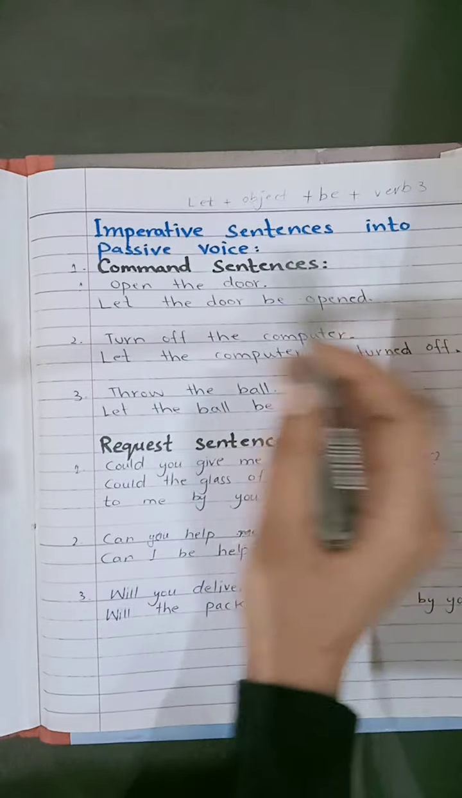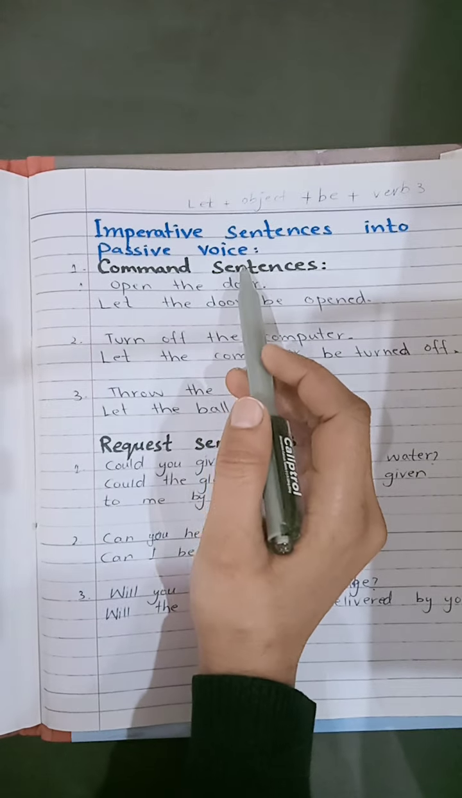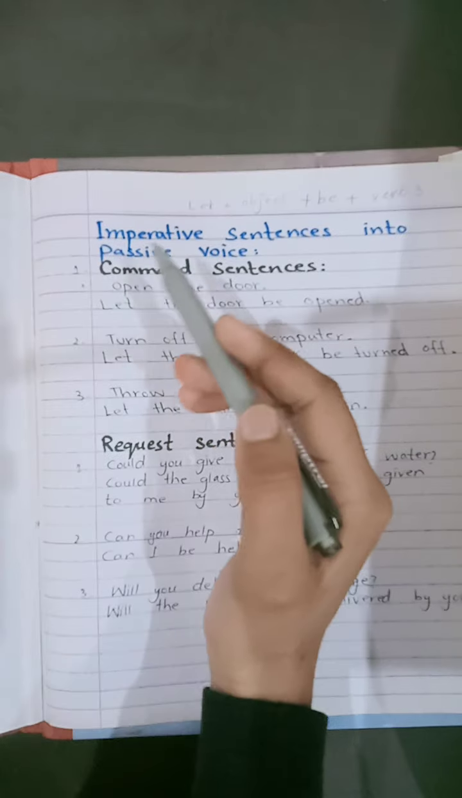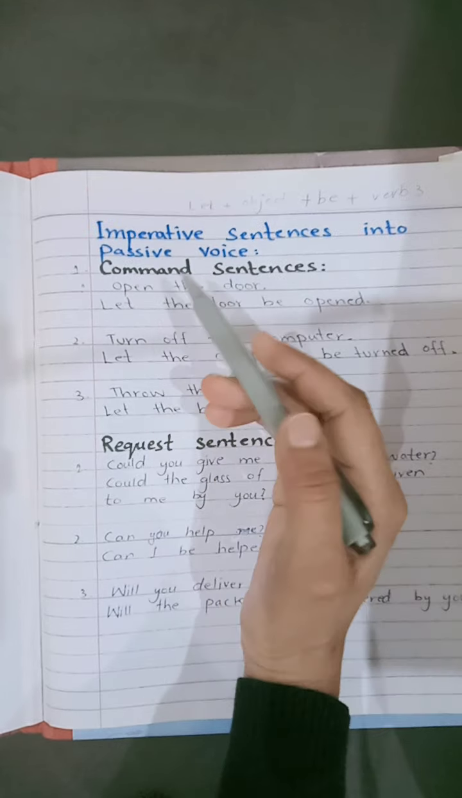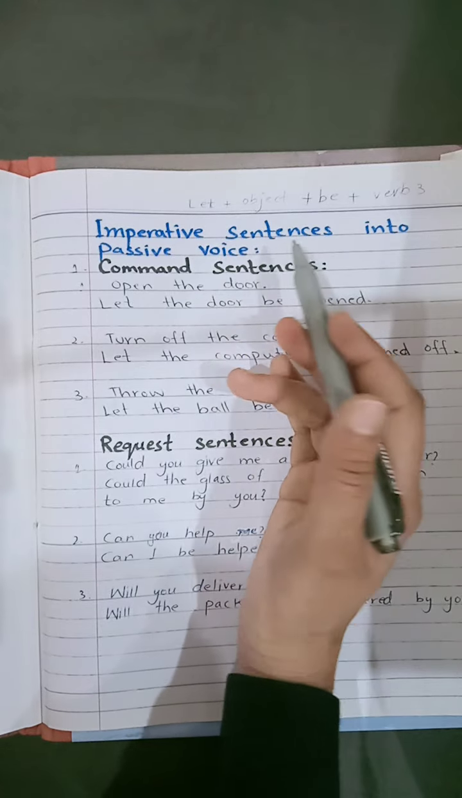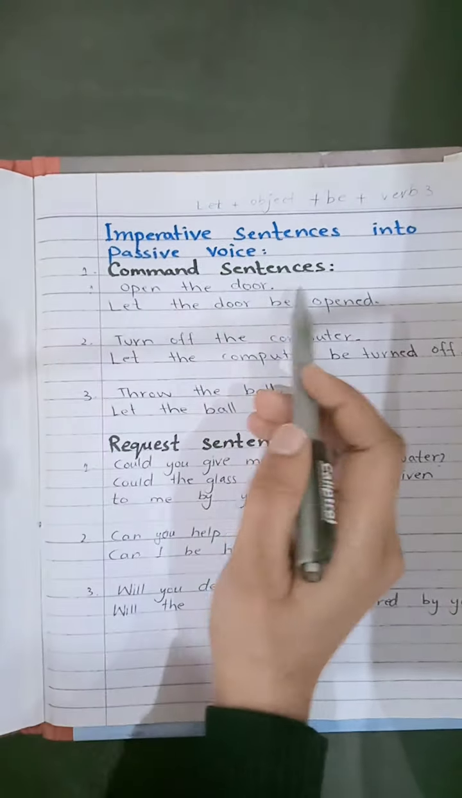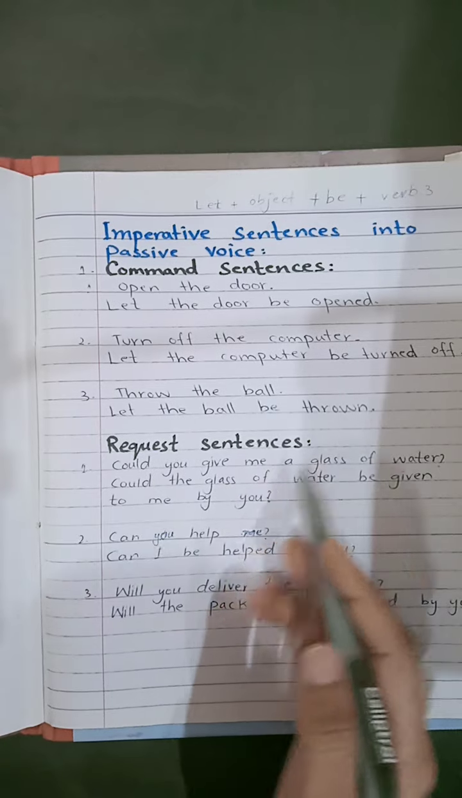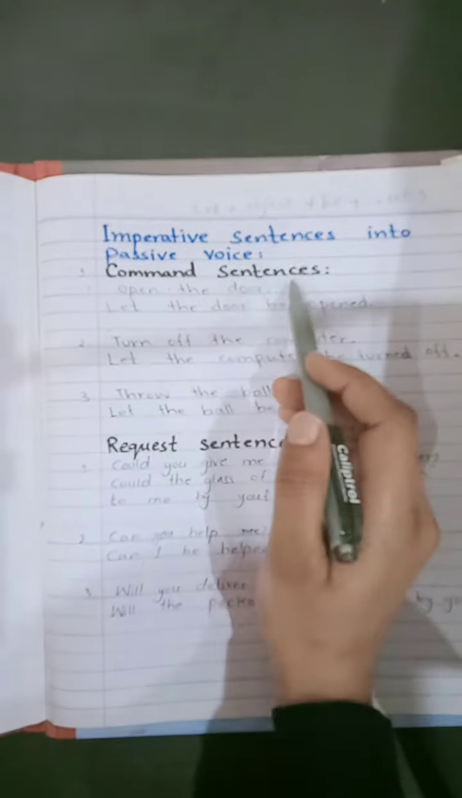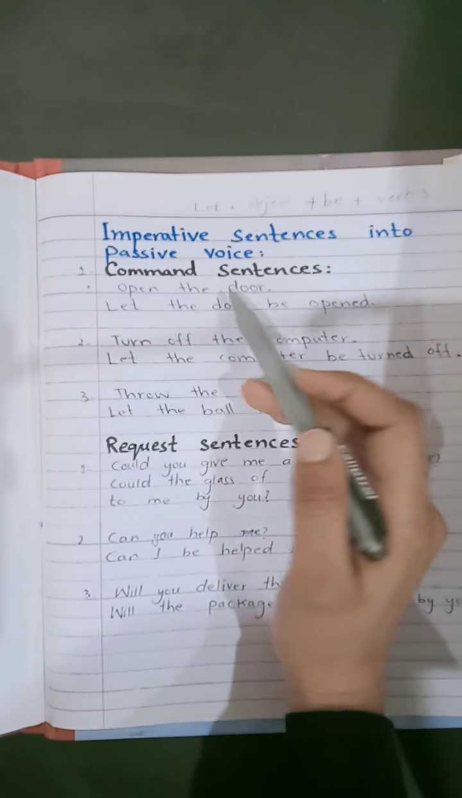Imperative sentences into passive voice. Let's learn how to change imperative sentences into passive voice. Imperative sentences include order, command, or request sentences. Here are some command and request sentences. Let's learn how to change them into passive voice. Command sentences. How to change command sentences?